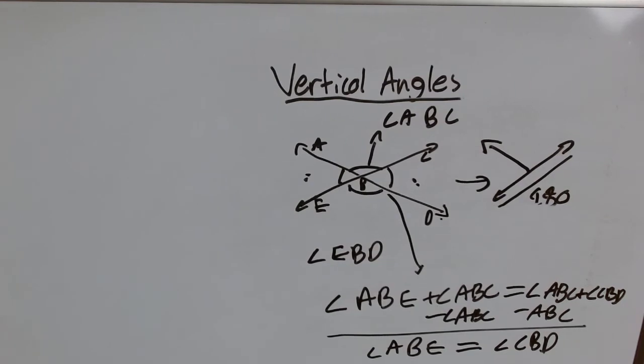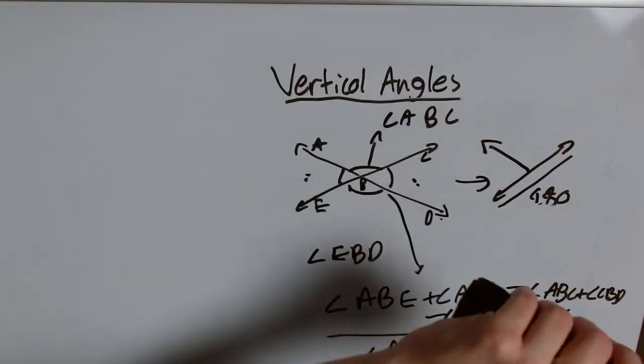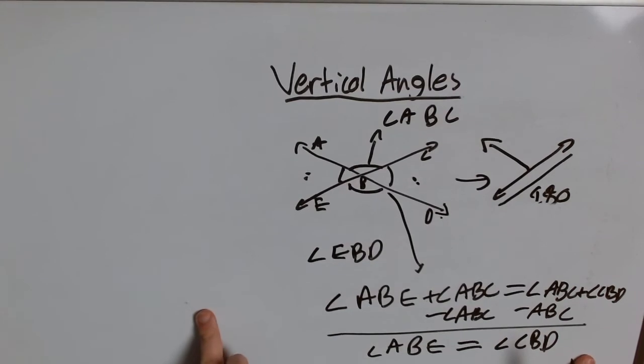Boom! We're done. We just proved why vertical angles work. Anytime you have two lines intersected, and you have formed two angles on opposite sides, by this, they are guaranteed to be equal. So that's it. We've done our first proof, and we've learned an important property, which are vertical angles.